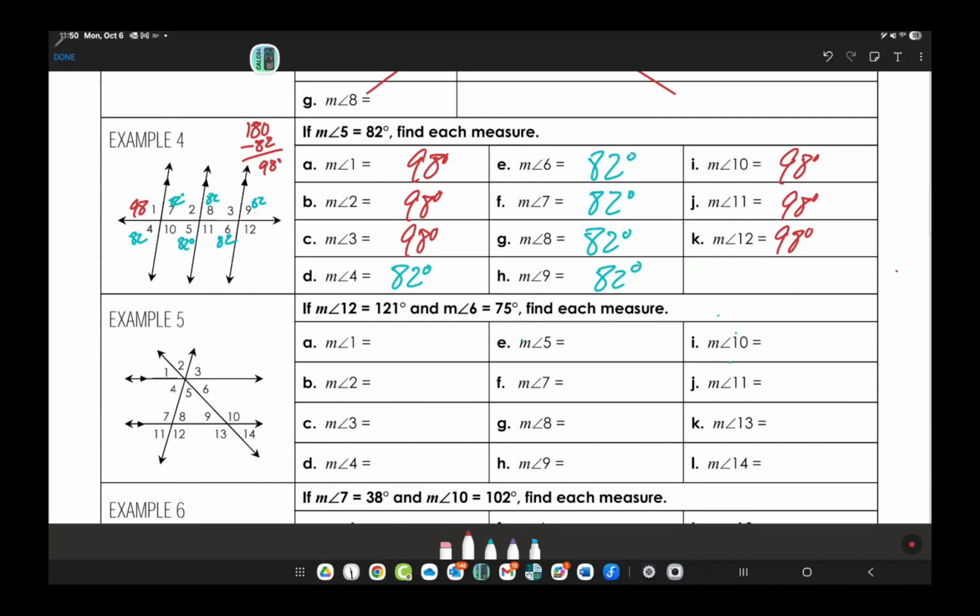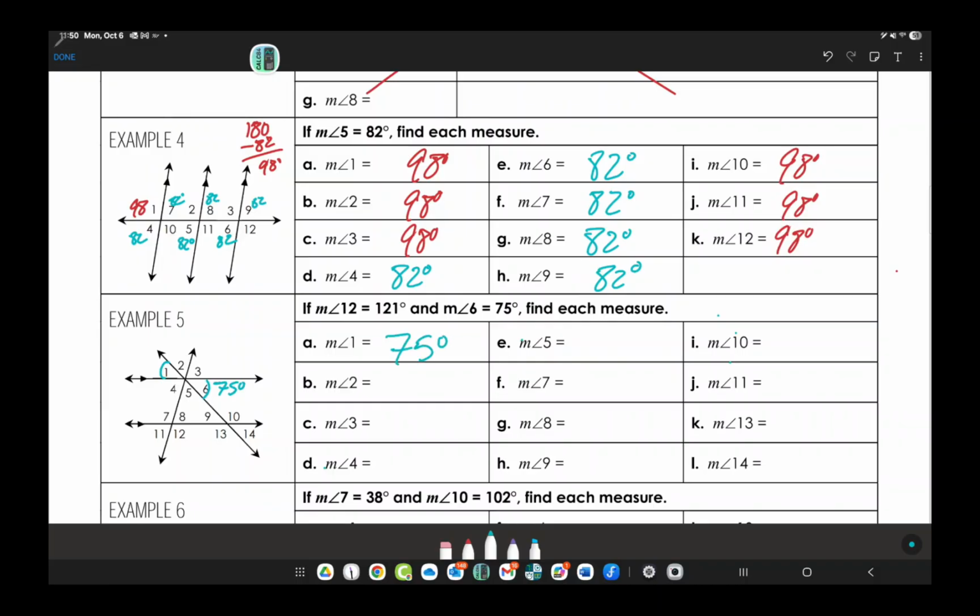Now, what makes this different from example 5 here is that we have different transversals. So just because I know that angle 6 is 75 degrees and that's acute doesn't mean that every acute angle is 75 degrees. This is where it gets a little more challenging. So 75 degrees. Now, I do know that 1 and 6 are vertical, which means angle 1 must be the same as angle 6.